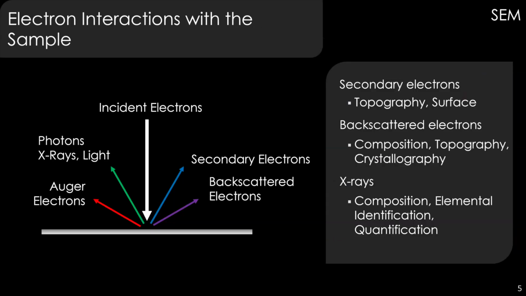So when we're talking about this particular microscope, we have to consider what sort of interactions we're getting with the sample and what the consequence of those interactions is. So we'll be looking at secondary electrons, backscattered electrons, and X-rays in this microscope. But we have to consider what sort of information we're getting from those particular particles or waves. In the case of secondary electrons, we're looking at topography and surface. In the case of backscattered electrons, compositional information, topography, crystallography, whether it's doing EBSD or looking at the orientation contrast you're getting. And with the X-rays, you can get information about the composition, elemental identification, and quantification of the composition.